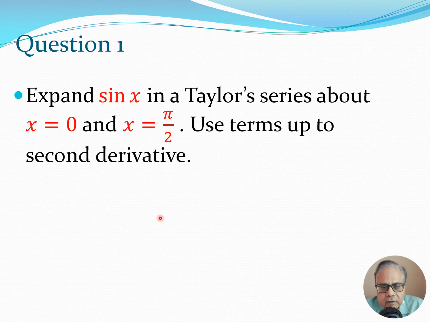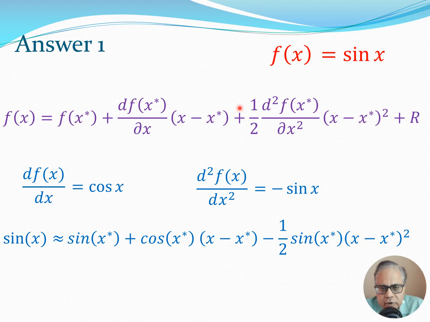So let's begin with question number 1, and this is: expand sin x in a Taylor series about 2 points, and these points are x is 0 and x is pi by 2. And you are also asked to use terms up to the second derivative. So this is the question. Now let's try to solve this question.